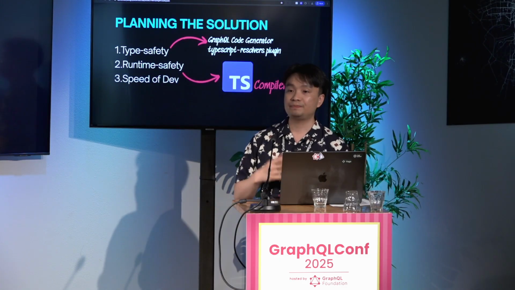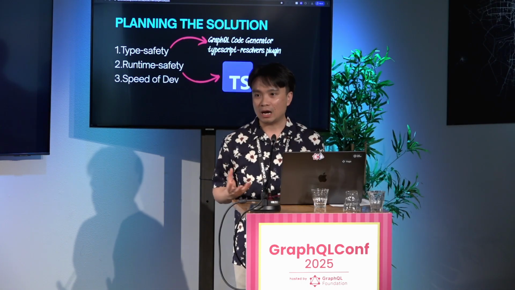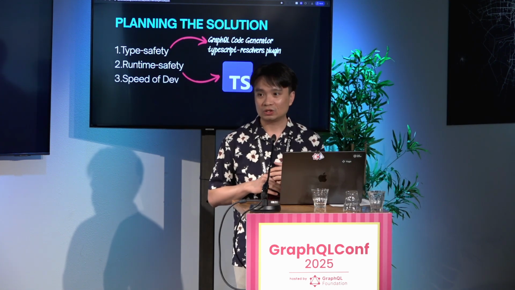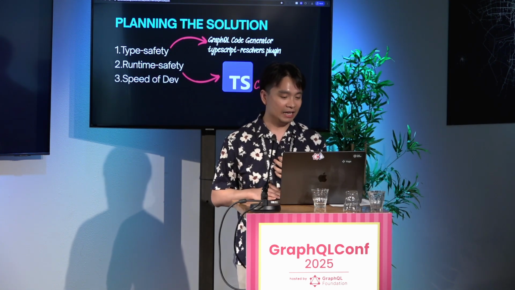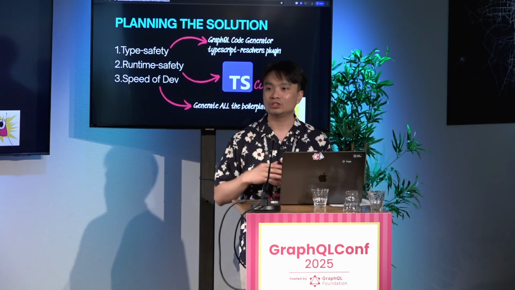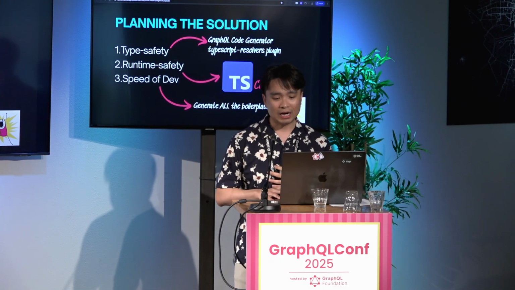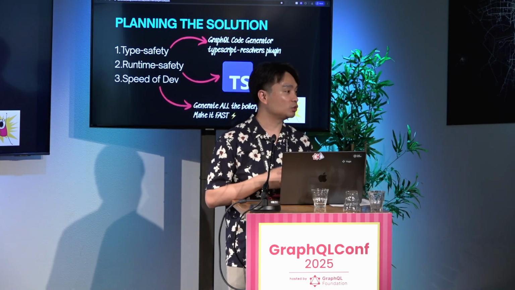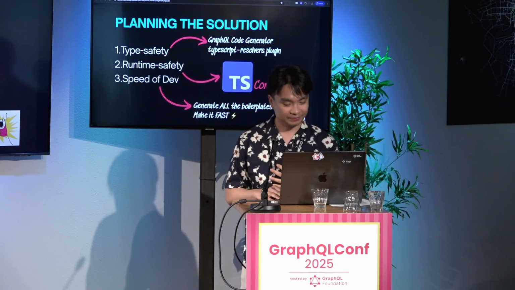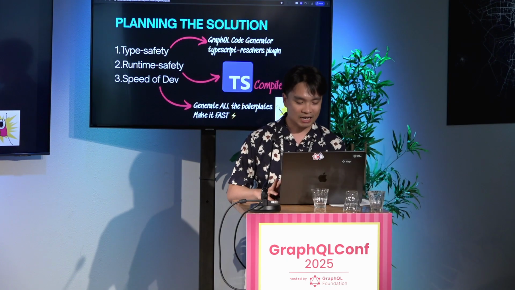Now, for speed of development, what we want is all of our boilerplate implemented. We already have a tool that's really good at generating types, and that is GraphQL Code Gen. So we want all the types and files to be generated for us if it's not business logic. And then we also want to make it fast. Whatever process we put together here needs to be fast.